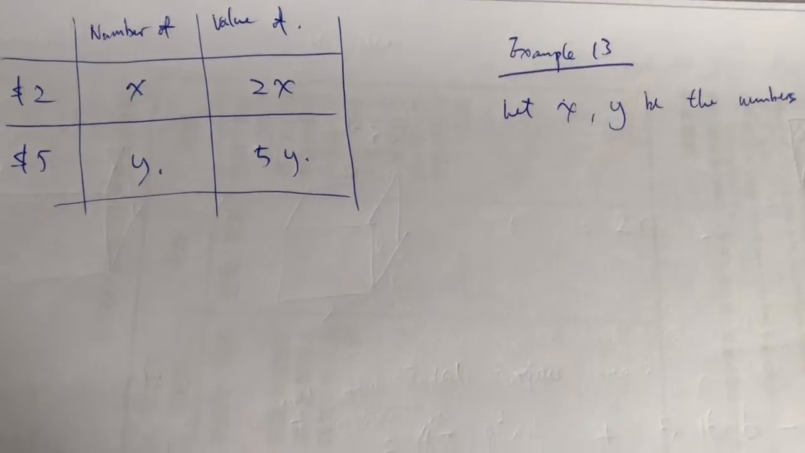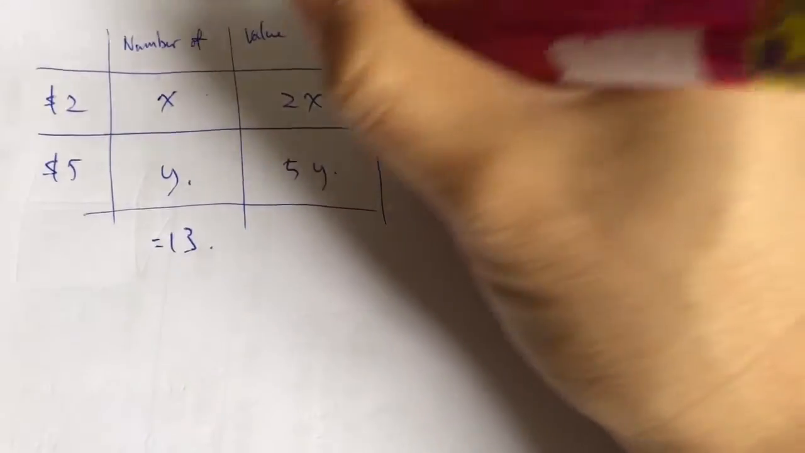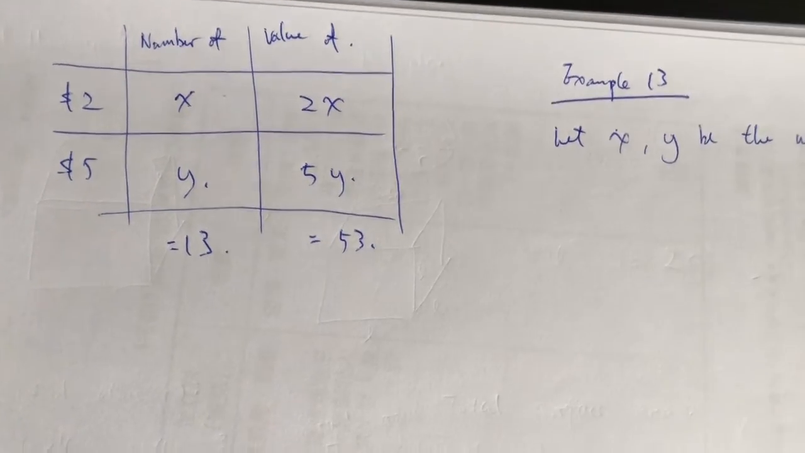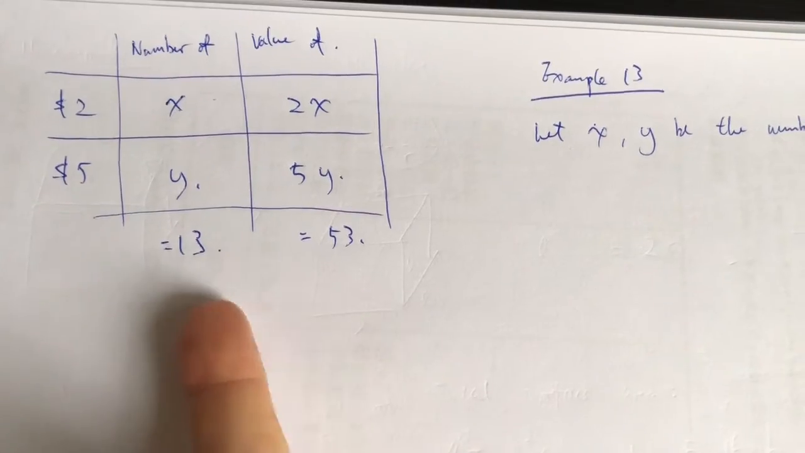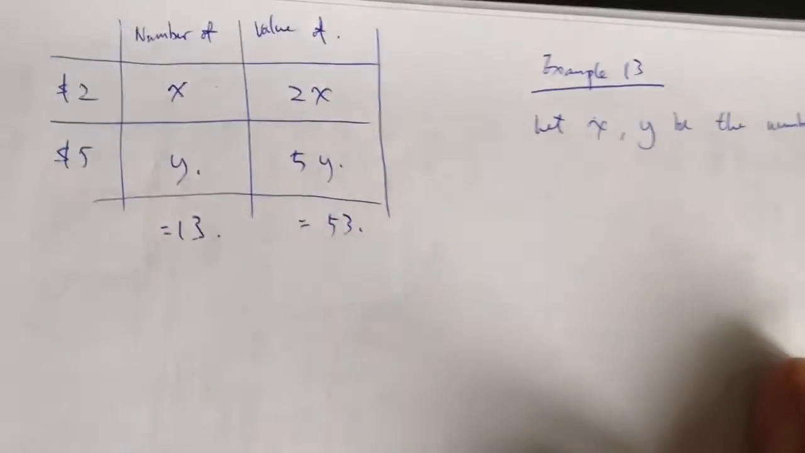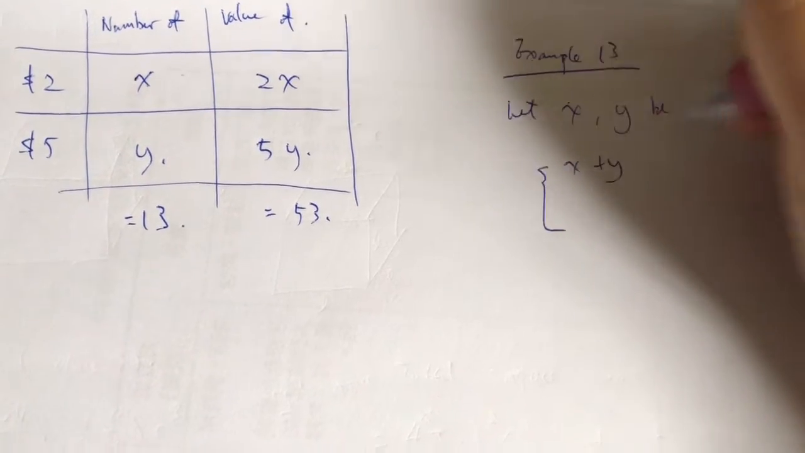Okay, and then from the question it says that the total, that means we add the x and y together, it will be 13 coins. Okay, so 1 2 3 4 5 13 coins. And then for $5 and $2 coins, we add their values together, the value should be 53. Okay, so it's clear that you can set two equations, one for the number and the other for the value. Okay, so I try to write down the simultaneous equations on the right hand side.